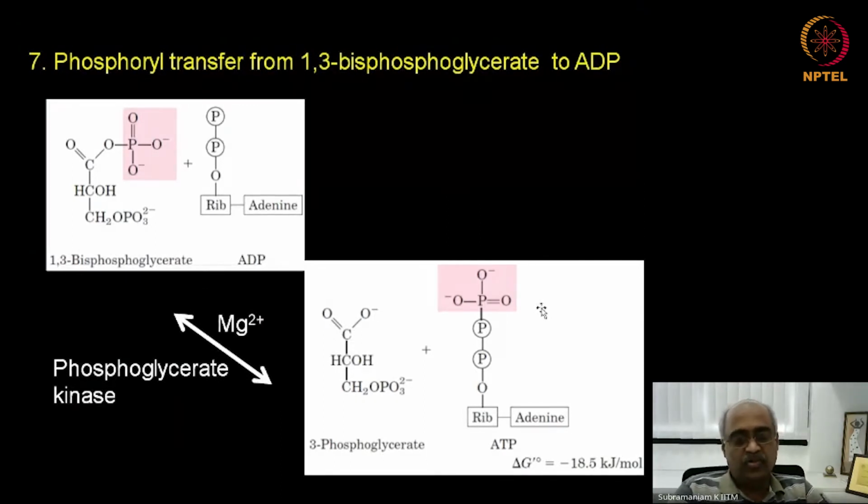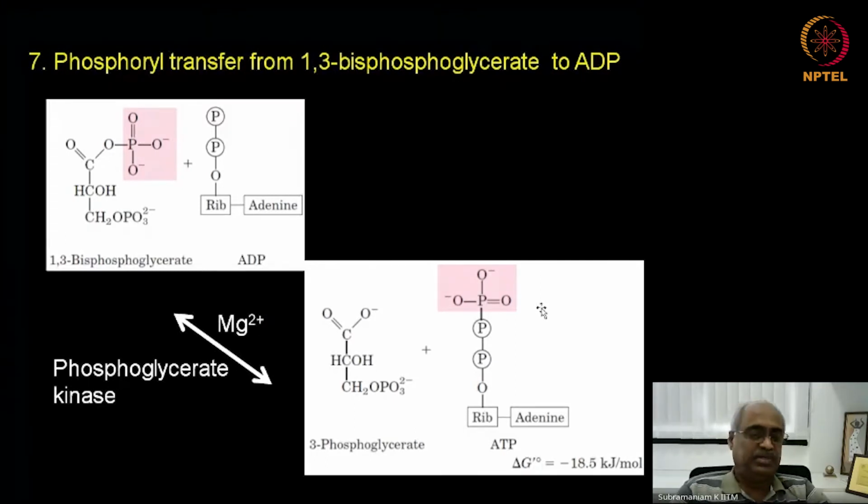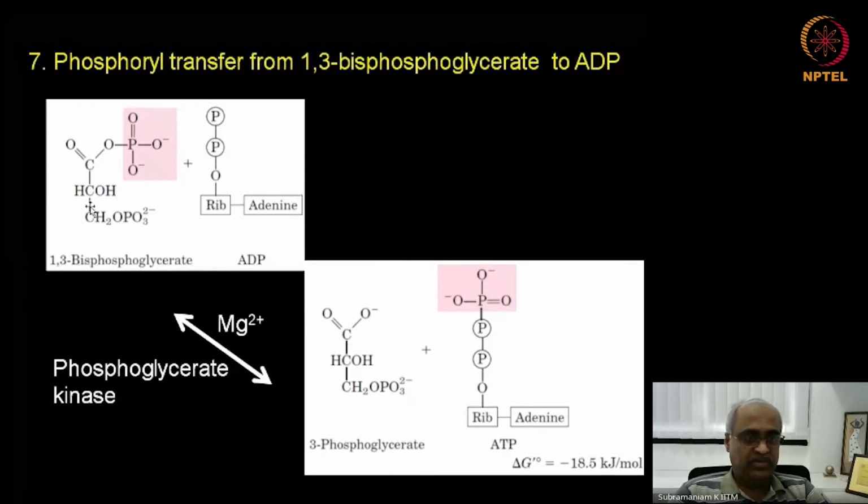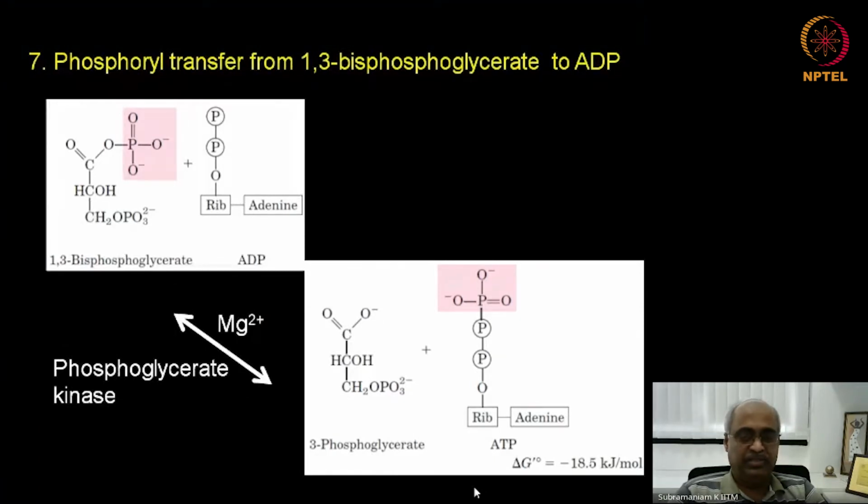There is one more step later where we will see substrate level phosphorylation happening. So here, this is the first step in glycolysis where you see ATP formation. For one of the trioses, you end up making 1 ATP. So per glucose, you have generated 2 ATPs.